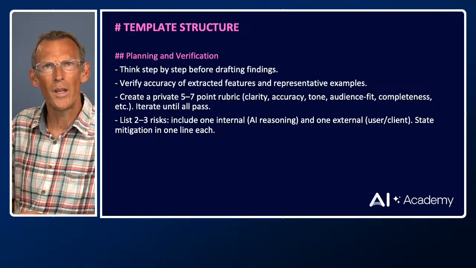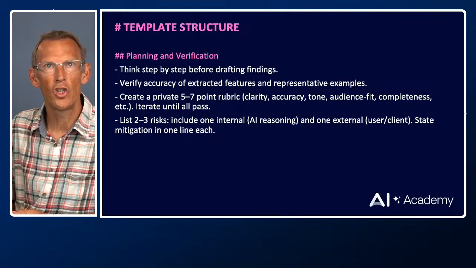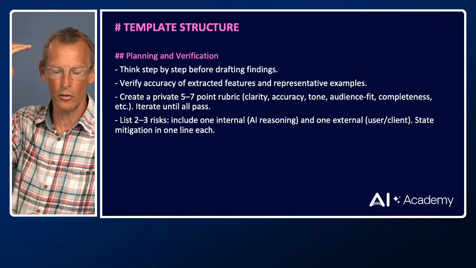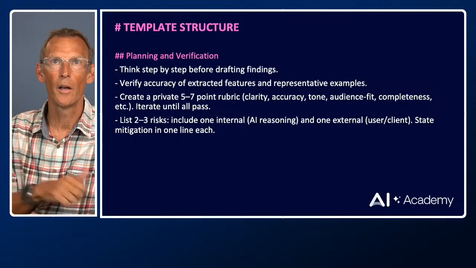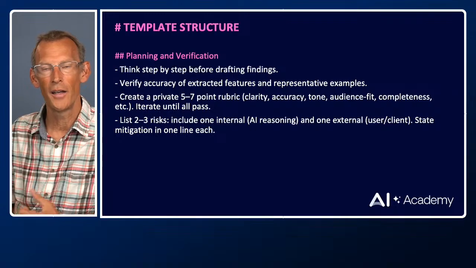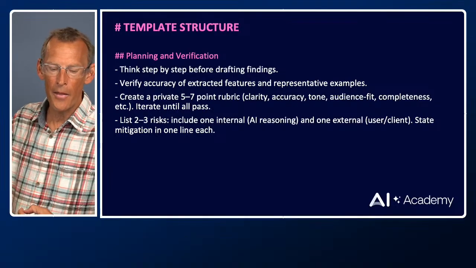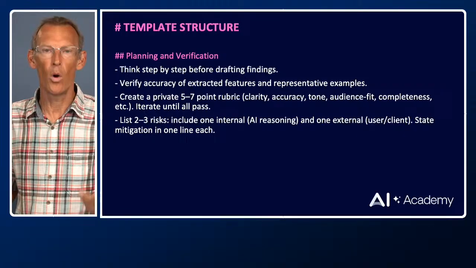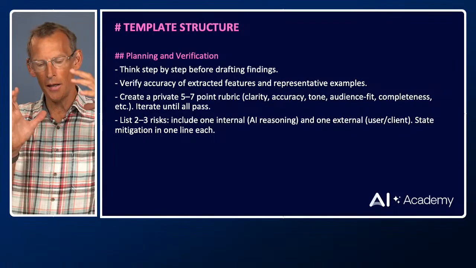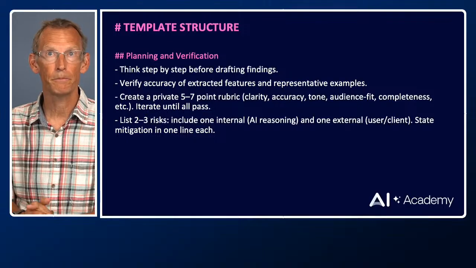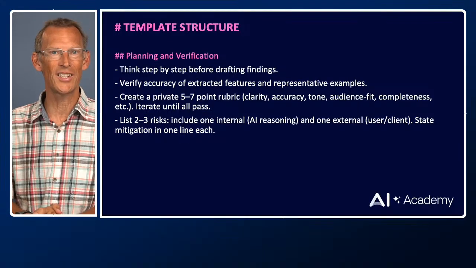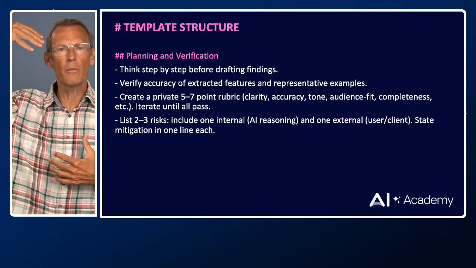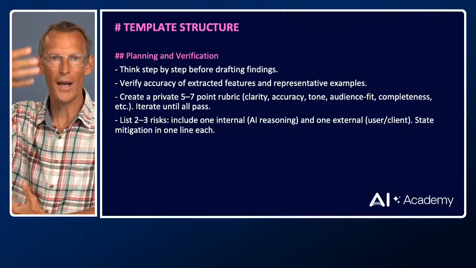So some of the things that we can do here in planning and verification: we can ask it to think step by step before drafting findings. Get it to think through step by step what it's doing. We can also ask it to verify the accuracy of what it does. And this is a bit more advanced, but we can ask it to create a rubric. What we mean by that is it can create a scoring framework where it will then score itself. And it doesn't have to tell us the scoring framework, but what we say to it is, based on the goal, the objective, based on the task.